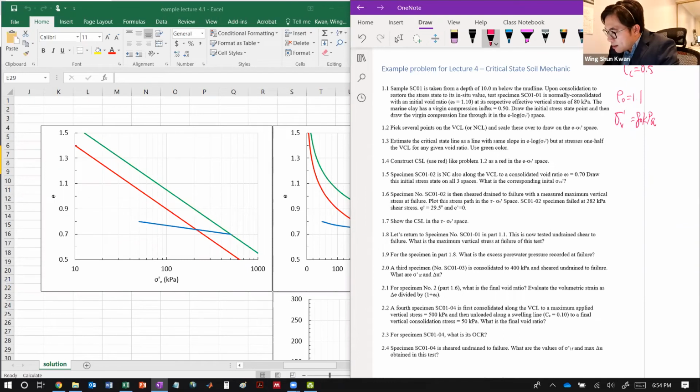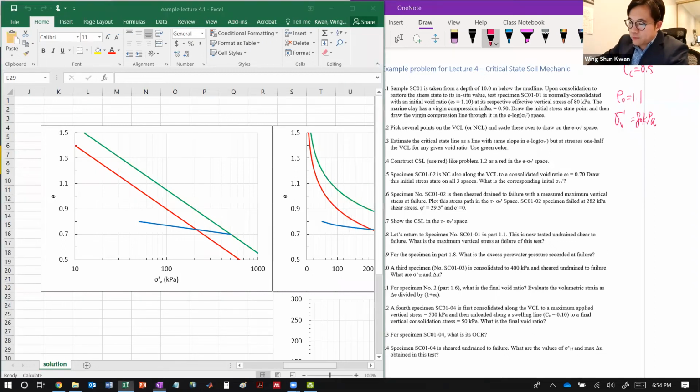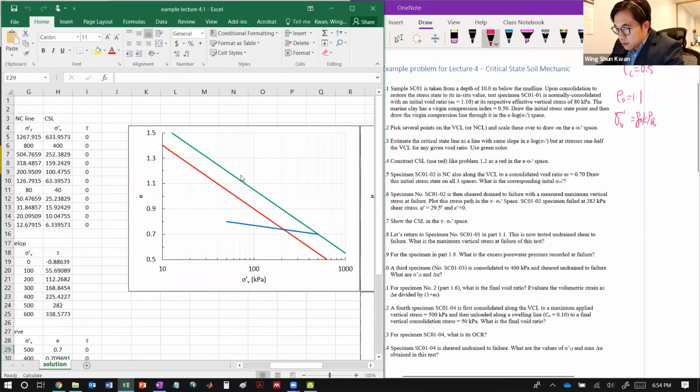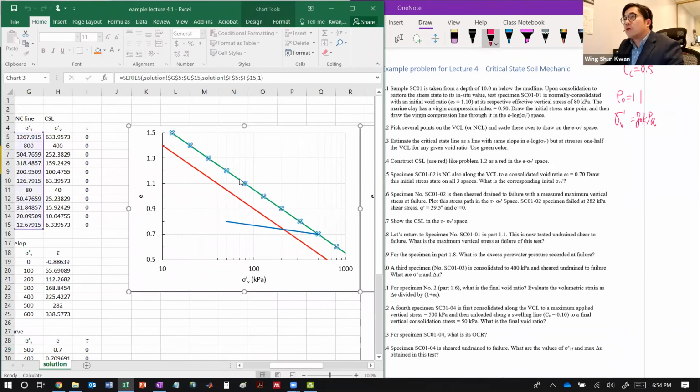So the first question is: draw the initial stress state point and then draw the virgin compression line, which is the NCL, in e-log sigma space. Now it is a matter of constructing this green line. The Excel spreadsheet should be available online. I expect you know how to do this for these examples and also for your homework.